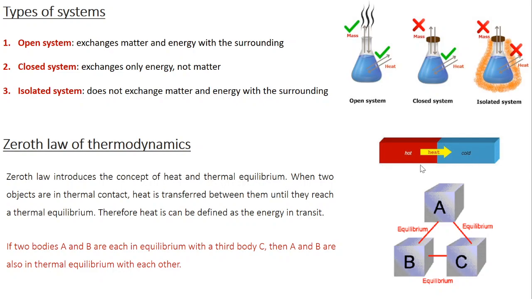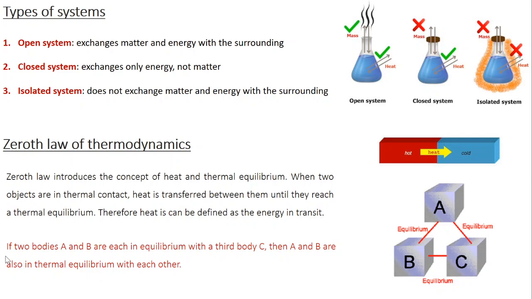Suppose you have two objects, one hot object and a cold object. If you put them in thermal contact, you will notice that the heat is transferred from the hot object to the cold object till the temperature of these two objects become equal, where you can say that these two objects are in thermal equilibrium. So here energy is exchanged, or energy is transferred in the form of heat. So I can define heat as energy in transit. Okay. So the heat transfer will continue to happen till a thermal equilibrium is established. So zeroth law talks about the heat and thermal equilibrium.